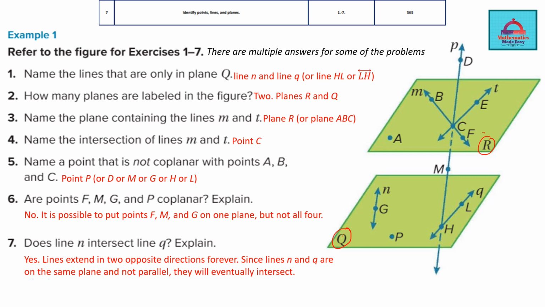Since line N and Q are on the same plane and not parallel, they will eventually intersect. So this is a tricky question. If you just see this part of the line N and this part of the line Q, it doesn't intersect. But if you extend, let me do that. If I extend it and I extend this line also, then eventually at some point they are going to meet. Why are they going to meet? Because they are in the same plane, plane Q. That's why the answer for this question is yes, the lines are going to intersect, because they are in the same plane, and eventually when you extend them, they are going to be intersecting. They are not parallel lines. Okay, so this is a tricky one.